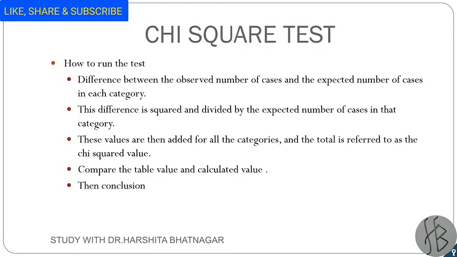Now, how will we run the test? First of all, you have to calculate the difference between the observed number of cases and the expected number of cases in each category. Then the difference is squared and divided by the expected number of cases in that particular category. These values are then added, and the total value that comes is the chi-square value. Next, you have to compare the table value and the calculated value, and then make the conclusion whether the table value is greater or the calculated value is greater. So in this way you will run the test.